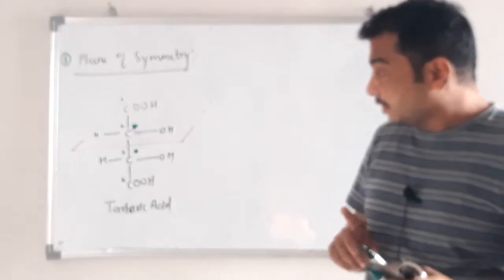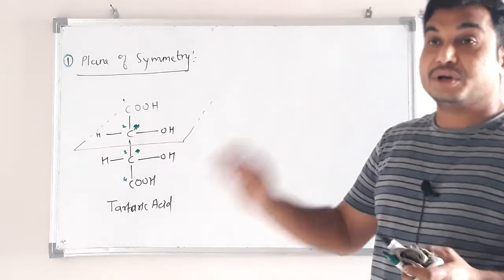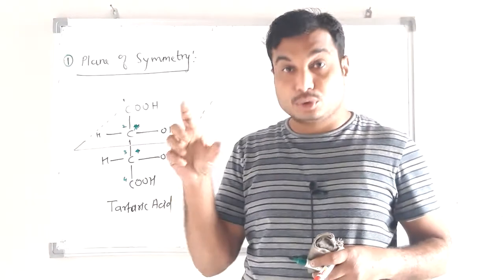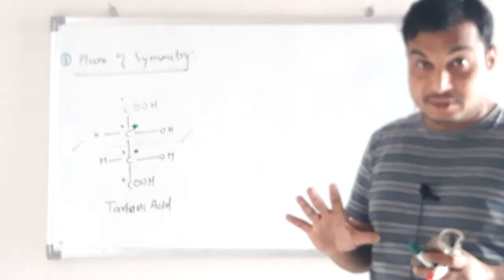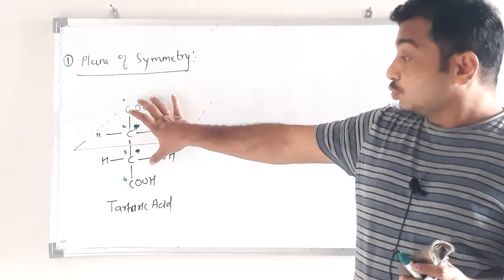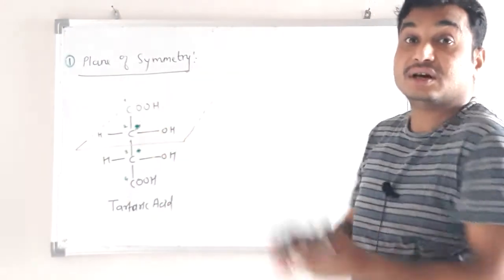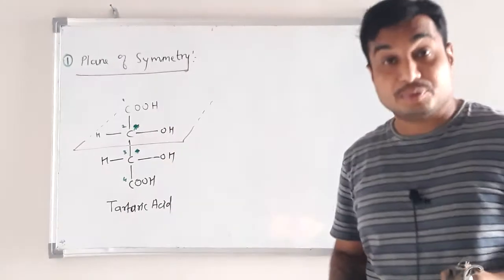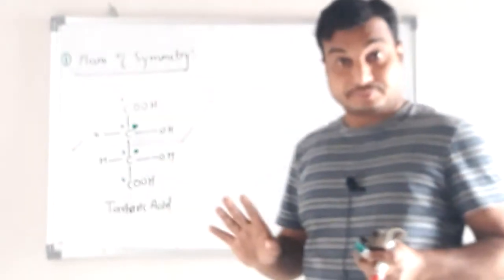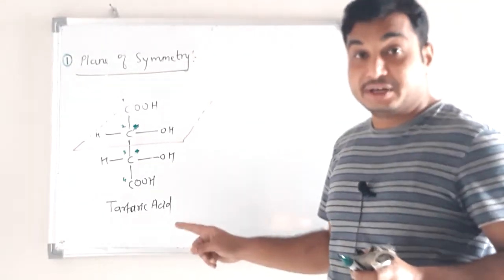What is a plane of symmetry? A plane of symmetry is an imaginary plane which divides the molecule into two equal parts, upper part and lower part, and these two parts are mirror images of each other. Such a plane is known as a plane of symmetry.